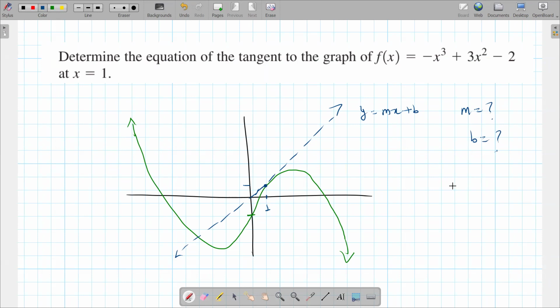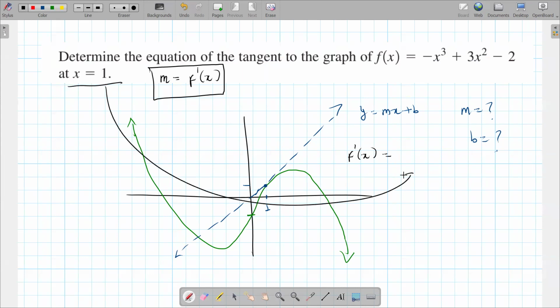M is the slope of that line. I can give you a formula. M, the slope, will always be f prime at that x value. So what we do is we first find f prime of x, and whatever equation that we get, we plug in the x value, and that'll give us the slope.